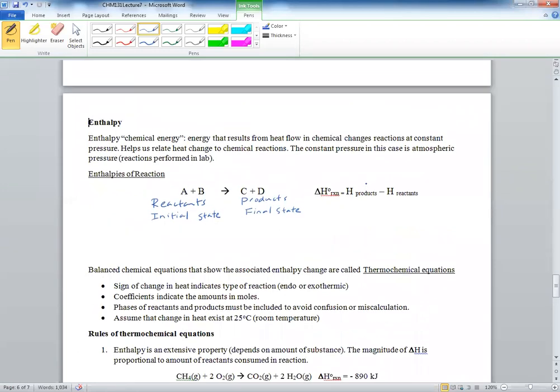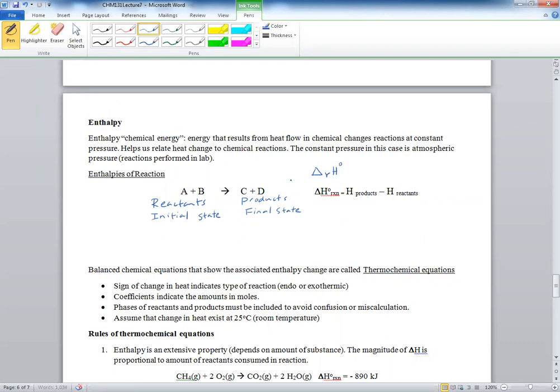Now, enthalpy is given this symbol, delta H, or the heat of the reaction. Delta H rxn, or sometimes it's written, if you ever see it, delta r H, means the delta H of the reaction. R stands for reaction, either one. So of course it's going to be the products minus the reactants.